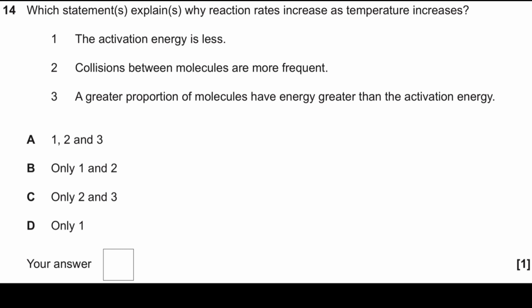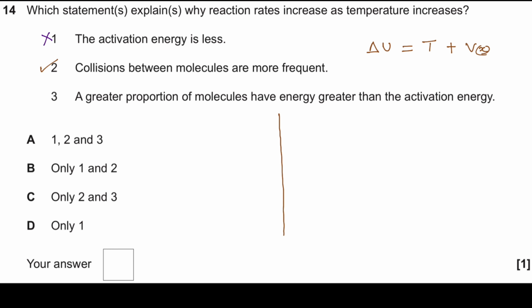Now, that is wrong. Number 2, collisions between molecules are more frequent. If the temperature goes up, kinetic energy goes up, because we know that the basic equation we tend to use for that is the total energy of a system is total kinetic energy plus total potential energy. If the temperature goes up, the kinetic energy goes up. That's correct. Number 3, a greater proportion of molecules have energy greater than the activation energy.